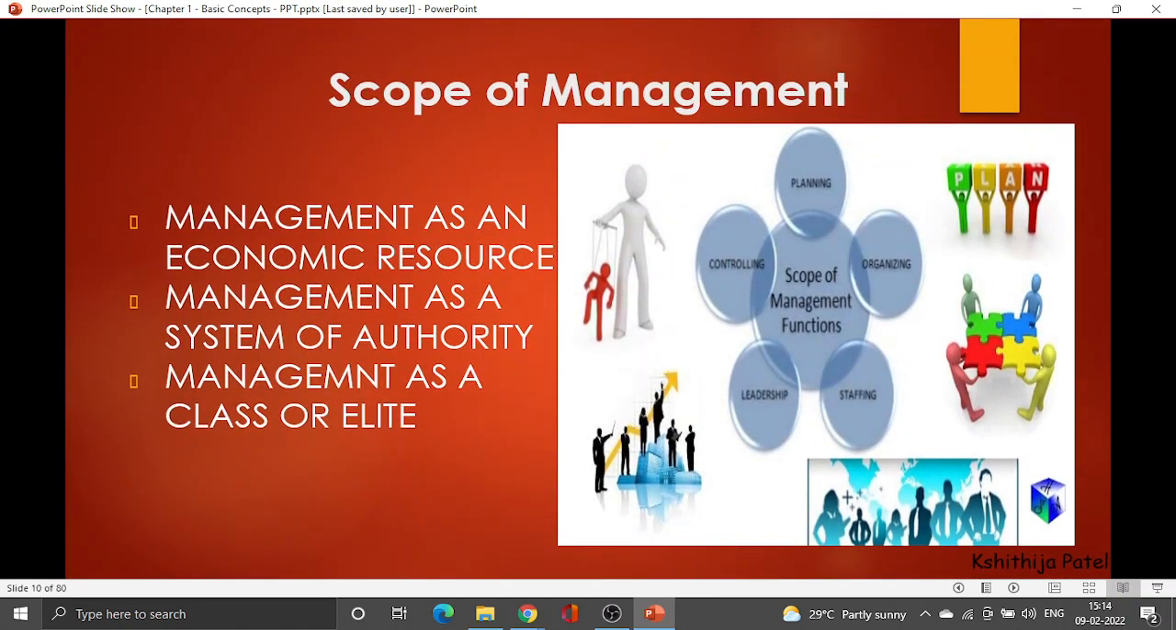Yes, finally, management as a class or elite. Now, sociologists. Who are sociologists? A person who studies the society or behavior of human beings or anything that is related to that of human beings or the society is called a sociologist. Now sociologists view management as a distinct class in society who are having their own value system.